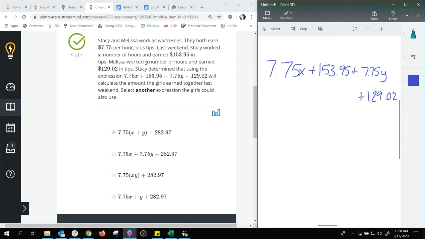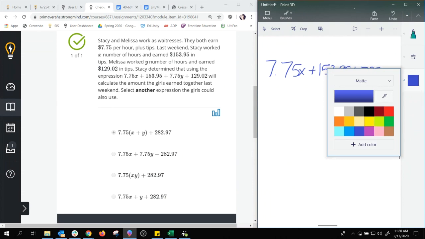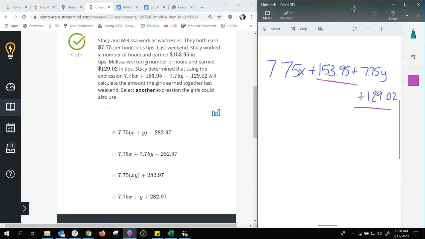Perfect. Okay, so if we look at all of our possible answer choices here, they all have this 282 at the end. Do you guys know where they're getting this 282 at the end, or how they're getting that with this expression that we have here? They're adding, right? They're adding this term right here. They're adding the tips that they get. So this and this will give us that plus 282.97. So this is where they're getting that.